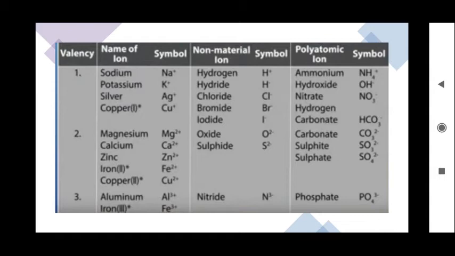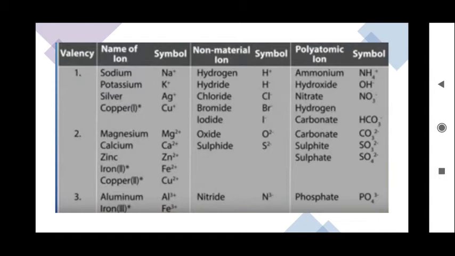So the rest of them, like magnesium, calcium, zinc, copper, iron, they are having valency 2. And polyatomic ions like ammonium, hydroxide, nitrate, they are having a valency of 1 only. So this is very important, students. Only if you know how to calculate valency can you solve the formulas, that is, how to write the chemical formulas. So just go through it.